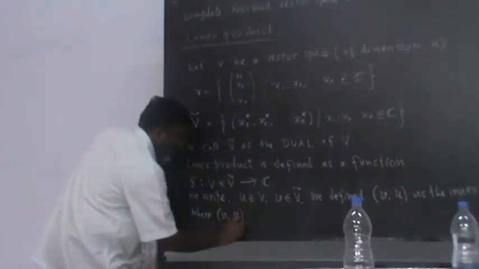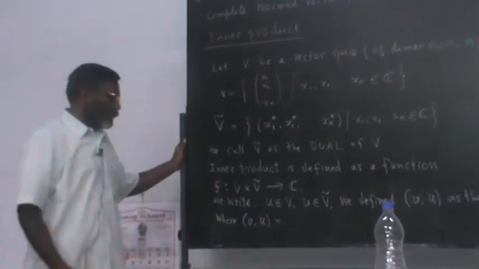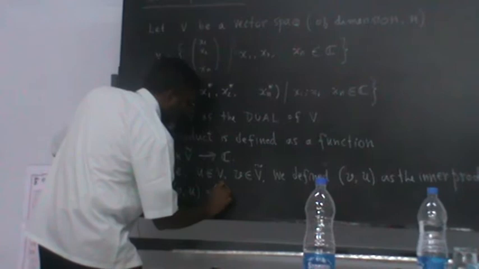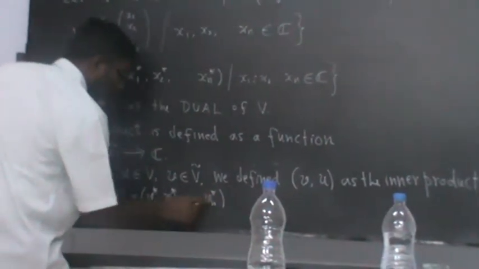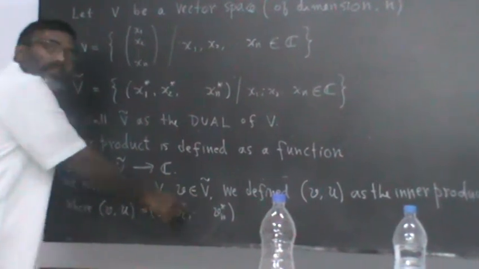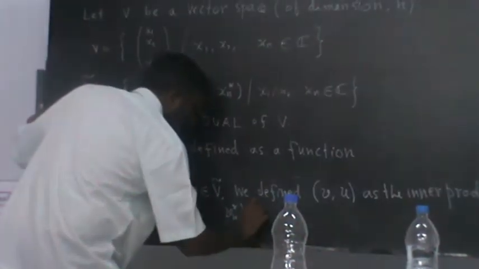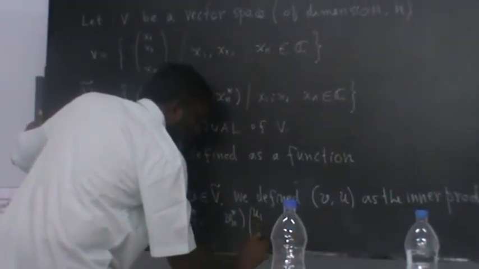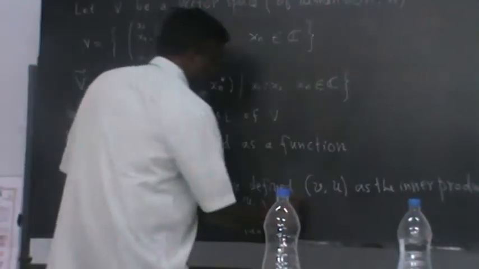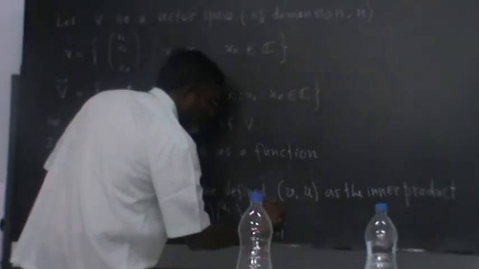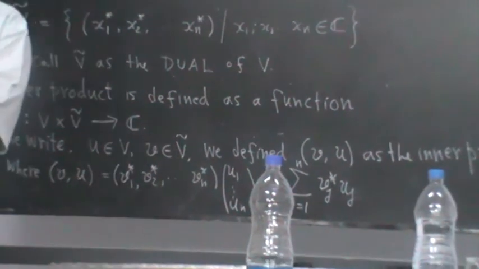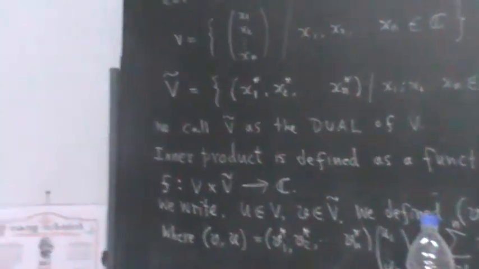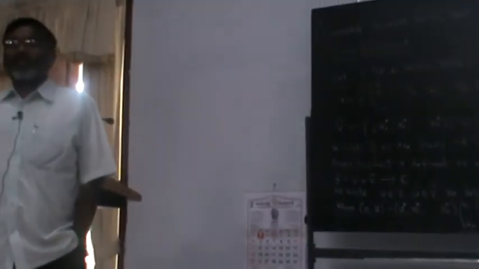(v, u) is equal to, how do I write this? v is (v1 star, v2 star, ..., vn star). This is from V tilde. V tilde vectors are like this. And u is from V, that is u1, etc., un. As a result, you will get this as the sum over j equal to 1 to n of vj star uj. So it is a scalar. In general, it is a complex number.